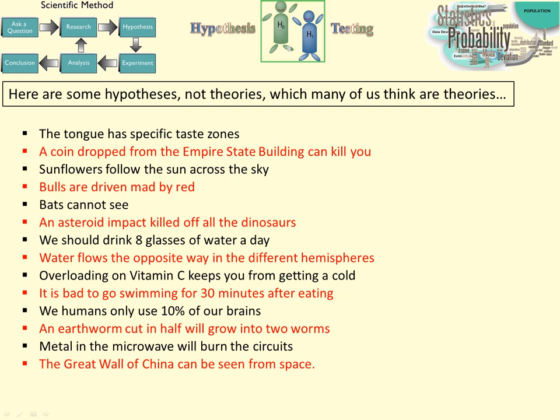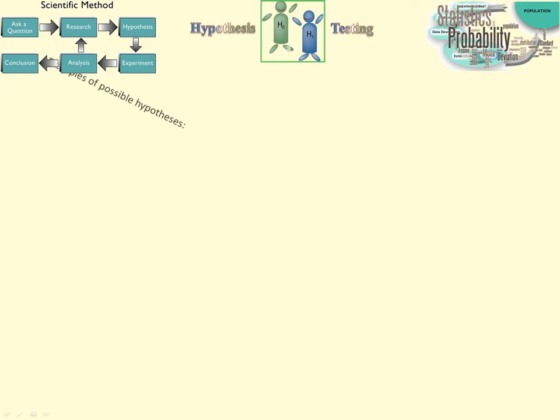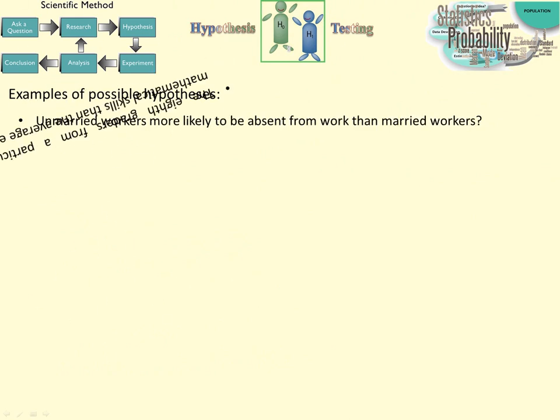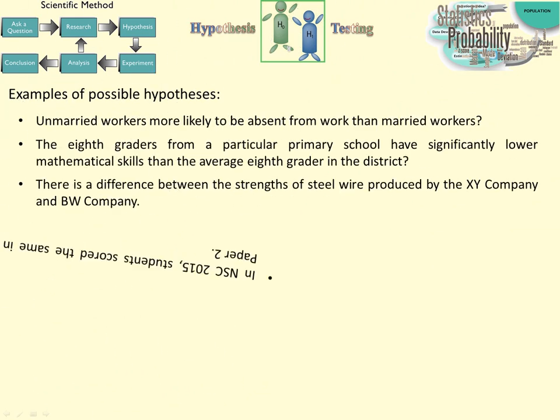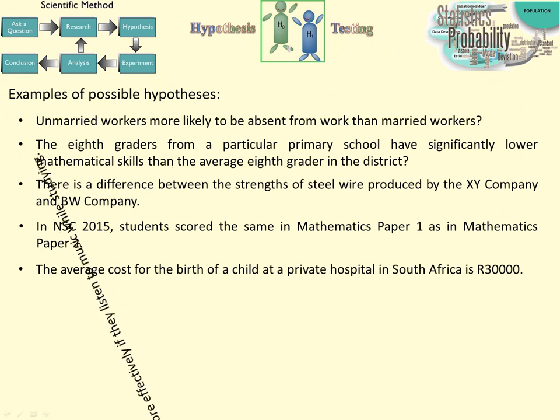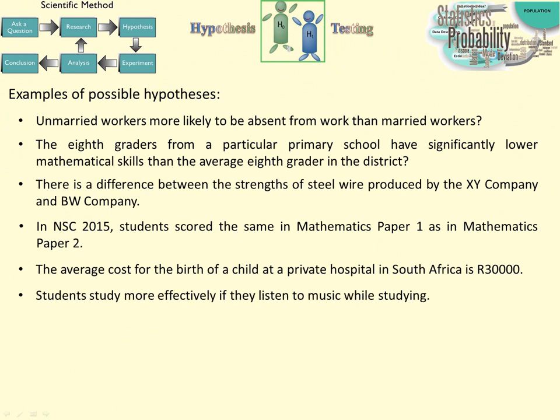Just some examples of hypotheses which many think are proven. And here are some other examples of possible hypotheses. These are ones that could all come up in research, the sort of thing that could come up in research with human beings and with industry.